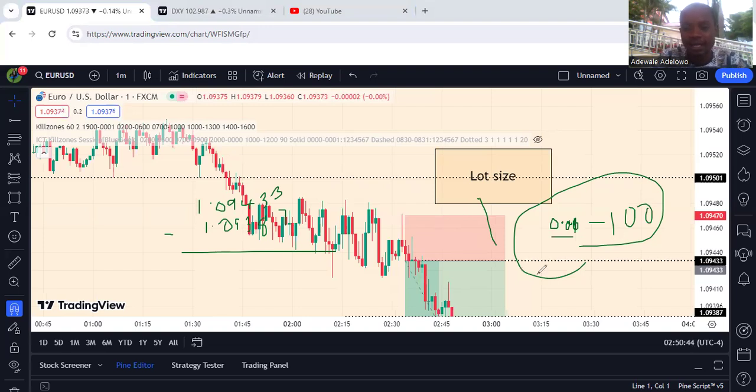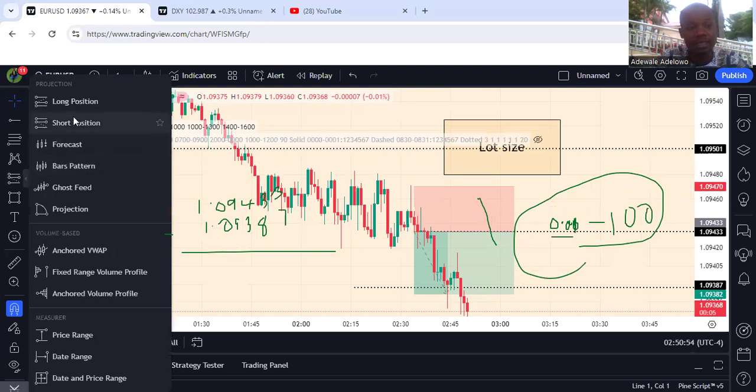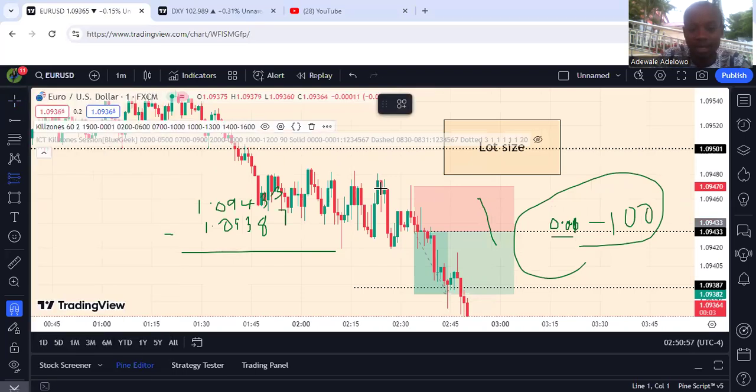So you can see that I picked these tools. I decided to pick these measuring tools here. We call it the forecasting tool. I clicked here and I picked short because I predicted that the market is going to short.